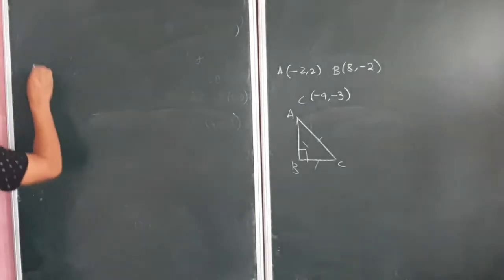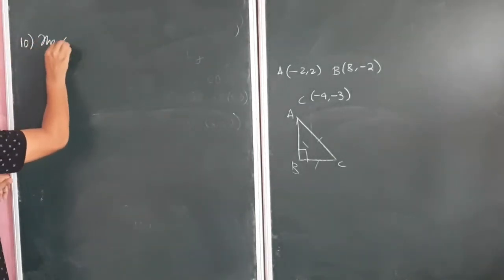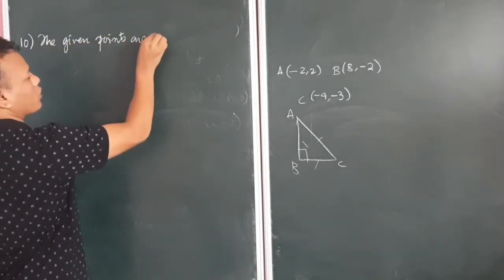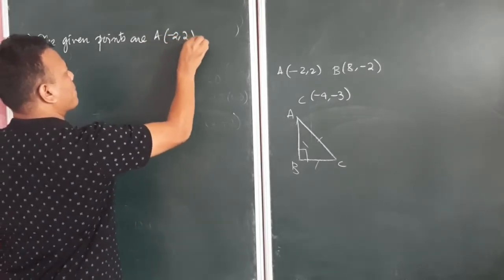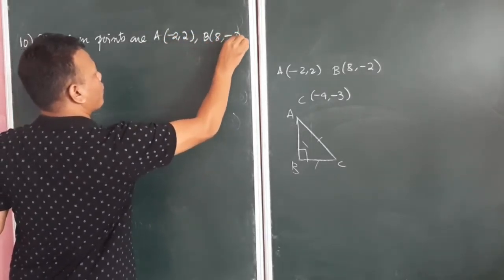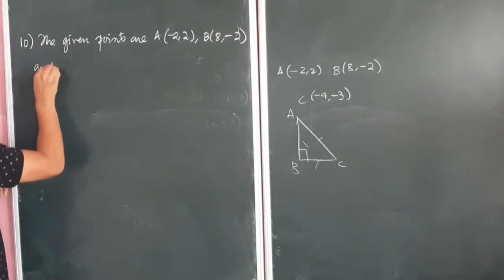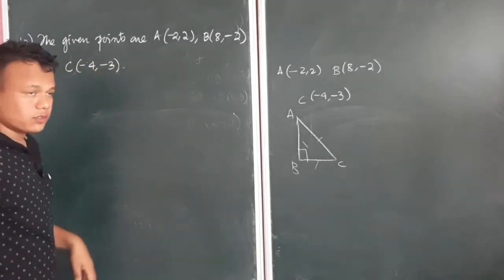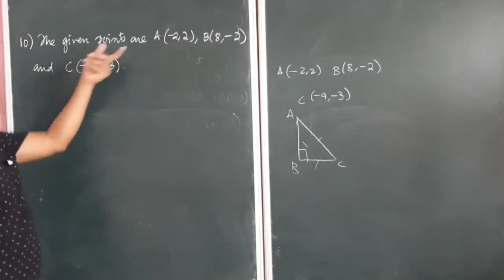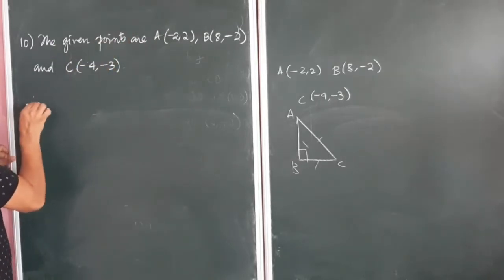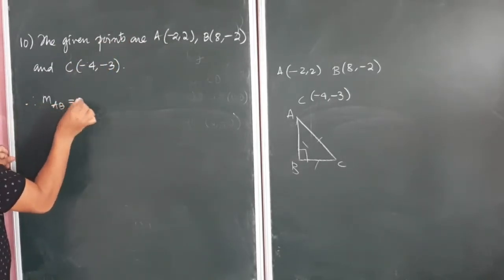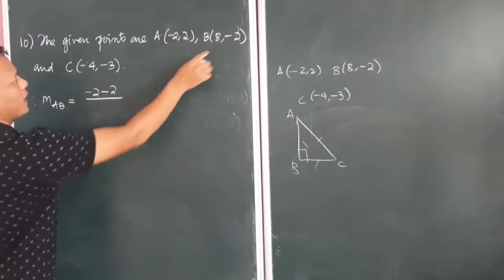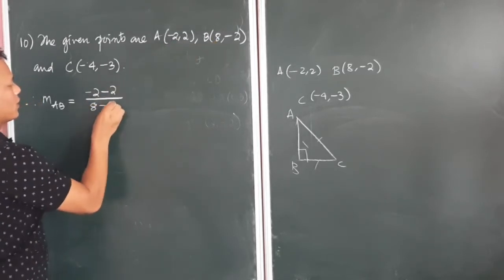Okay, so the given points are, so this is my question number 10. So the given... Okay, so let us quickly find the slope of AB, BC and CA. Therefore slope of AB will be equal to y2 minus y1. So y2 is minus 2 minus y1 is 2, divided by x2 minus x1.